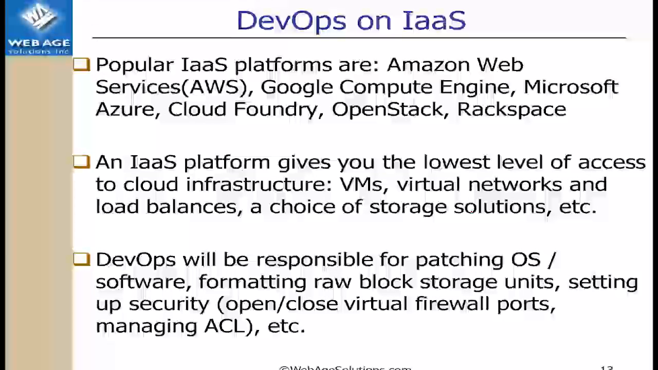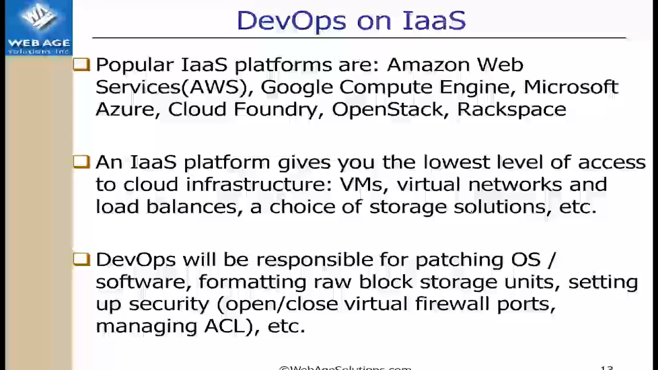DevOps on IaaS, infrastructure as a service. IaaS is giving you the lowest possible control of the environment. The most prominent players in this space are Amazon, Google with their Compute Engine, Microsoft Azure, and OpenStack, which is an open source cloud platform.